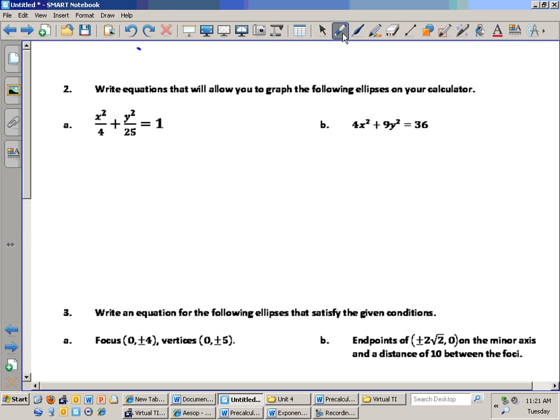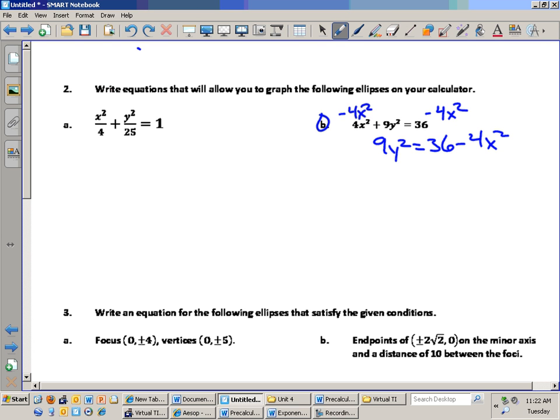Very good. So, if you notice, most of the time when you graph stuff in your calculator, now we have ways around that, but most of the time you put stuff into y equals. And so, you know, this isn't solved for y. So we're going to start with letter B, and we're going to solve for y in order to graph this in our calculator. If you're going to solve for y, what would you do first? Minus the 4x squared. I get 9y squared is equal to 36 minus 4x squared. Then what?